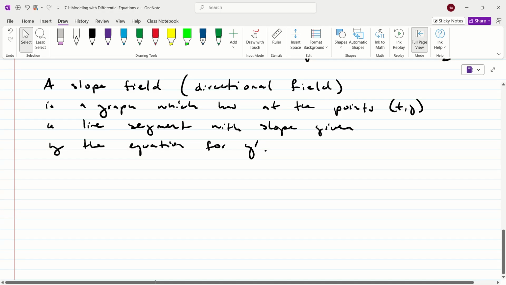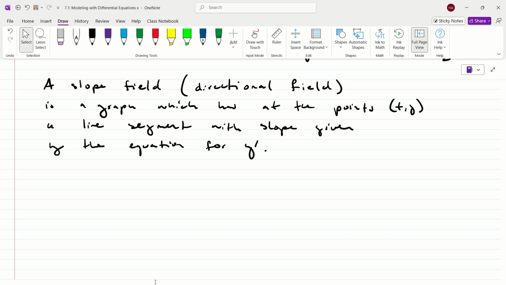A slope field, or a directional field, is a graph which has at the points t comma y a line segment with slope given by the equation for y prime. And based off of all of those line segments, we'll be able to get a good idea of what the solutions to the differential equation look like.